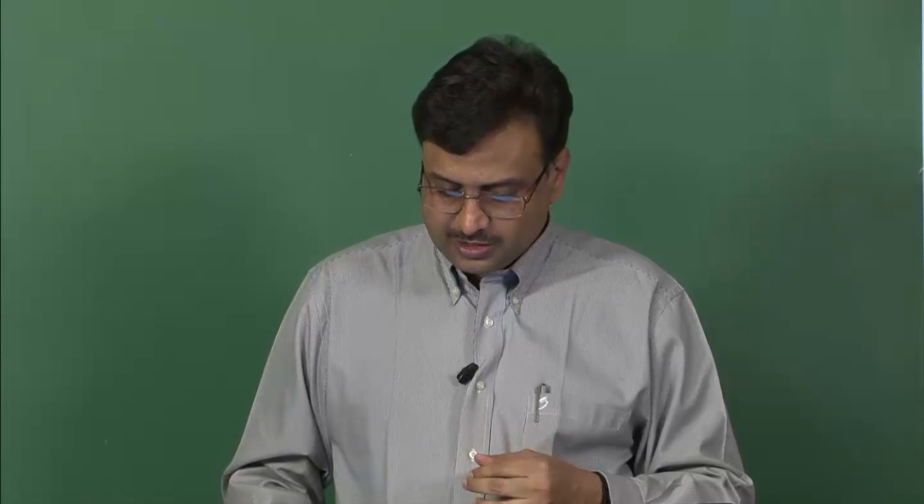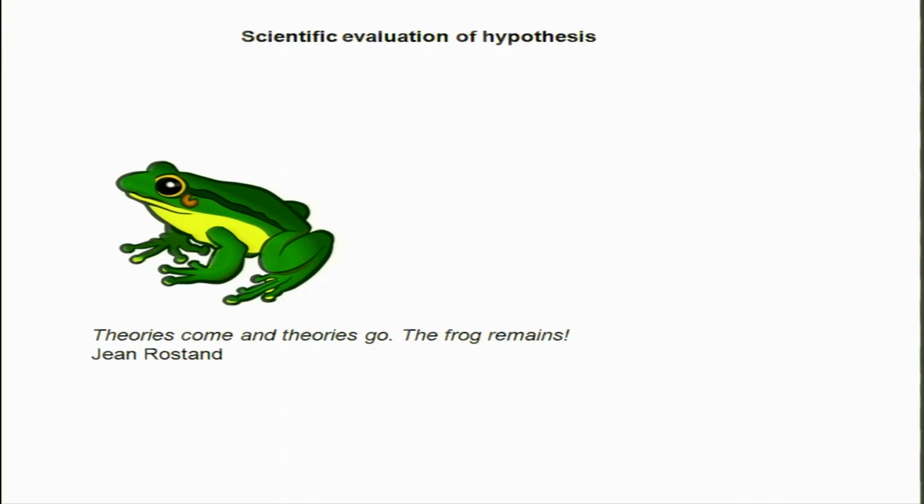Frog is an important model for biology, especially for those who are studying the developmental aspects. Frog is an extremely useful model because they lay eggs outside, fertilization takes place outside, and the embryos grow outside. Therefore you can understand most of the developmental processes, and in fact much of our understanding as to how embryos develop has come from frogs. There is a famous saying by one scientist, Jean Rostand.